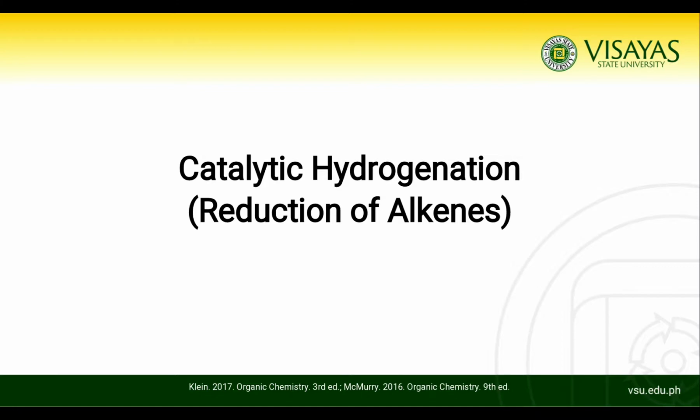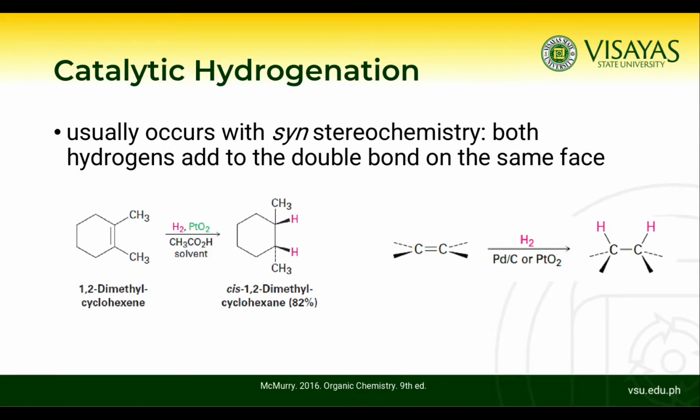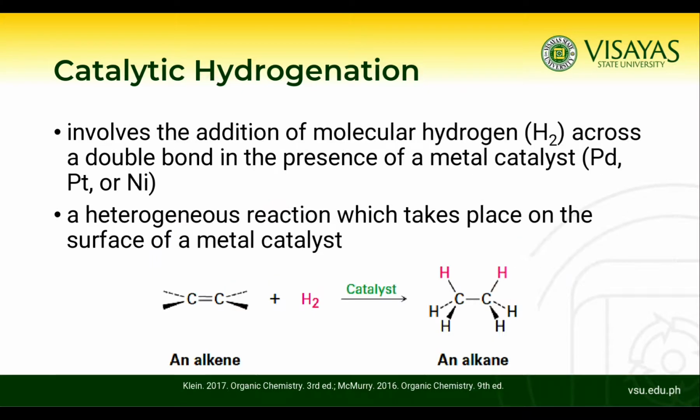Now, we have the catalytic hydrogenation, which is a reduction reaction of alkenes. So here, when we say hydrogenation, we are adding hydrogen to the carbon-carbon double bond. So from alkene, we produce alkane, no? Because we're adding hydrogen. And here we are using a metal catalyst. Could be palladium, platinum, or nickel. And this is a heterogeneous reaction which takes place on the surface of a metal catalyst.